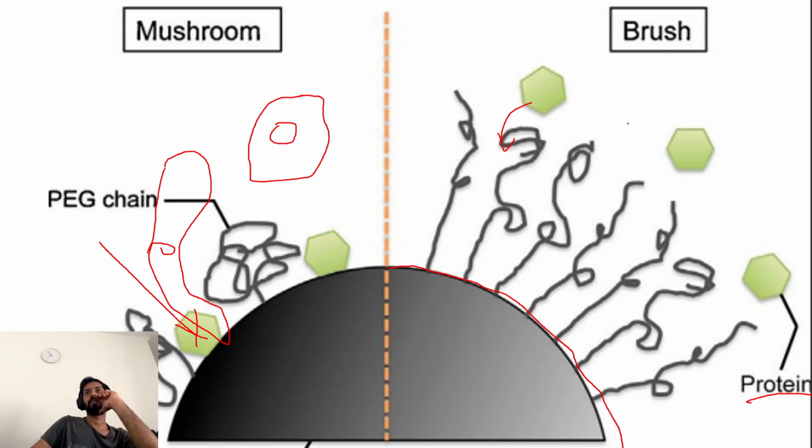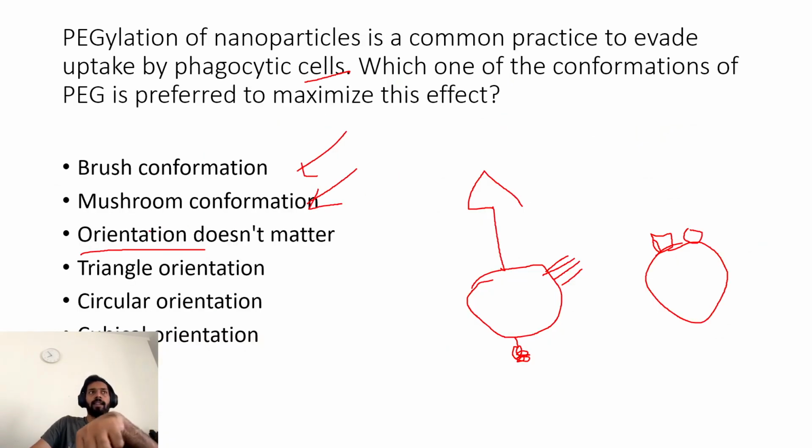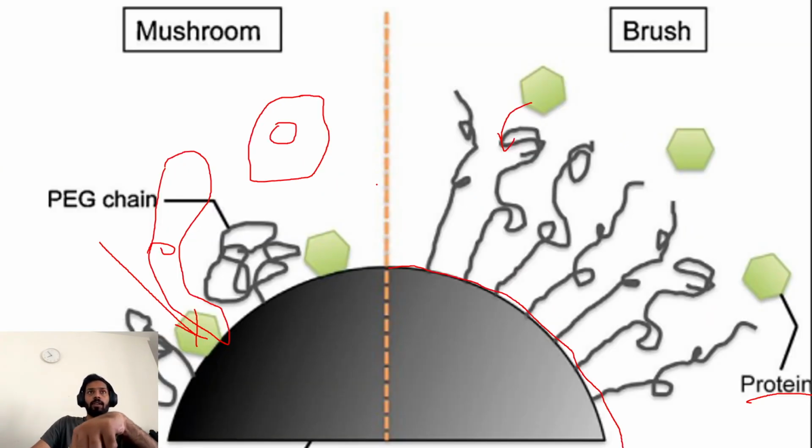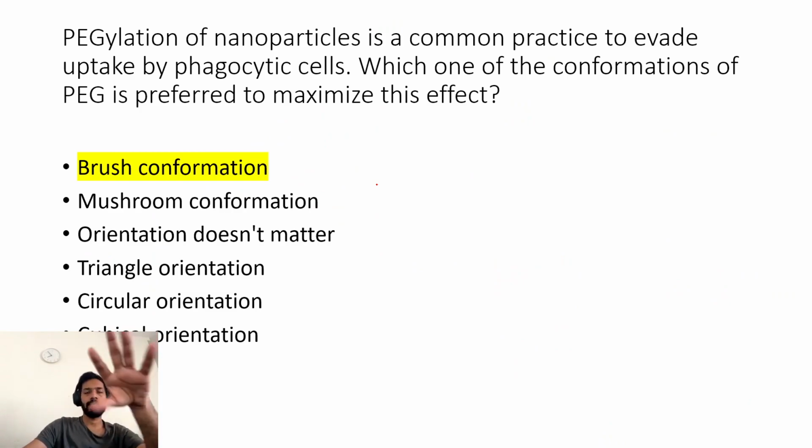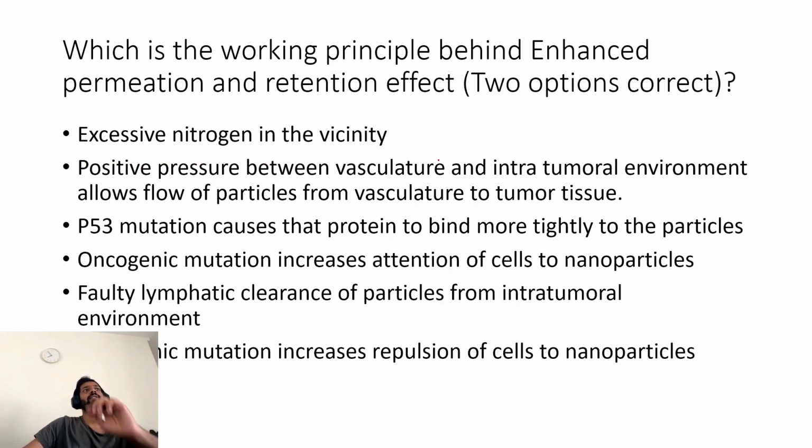Or is it a brush conformation that prevents the most? Brush configuration, sir. Correct. So the brush configuration prevents access to the nanoparticle, generally either by proteins or cells or whatever it is, right? So that's the best conformation to prevent this phagocytosis.